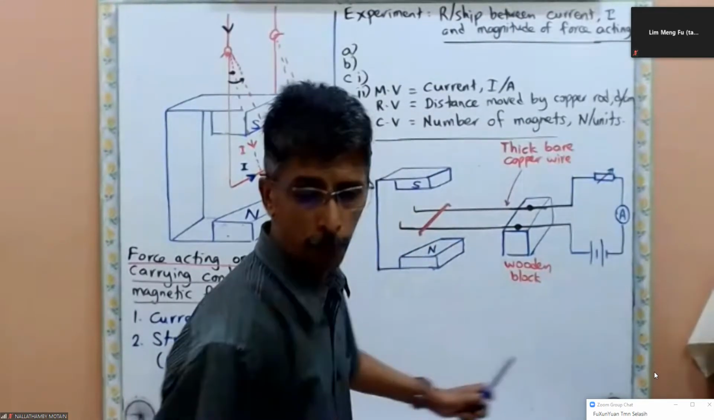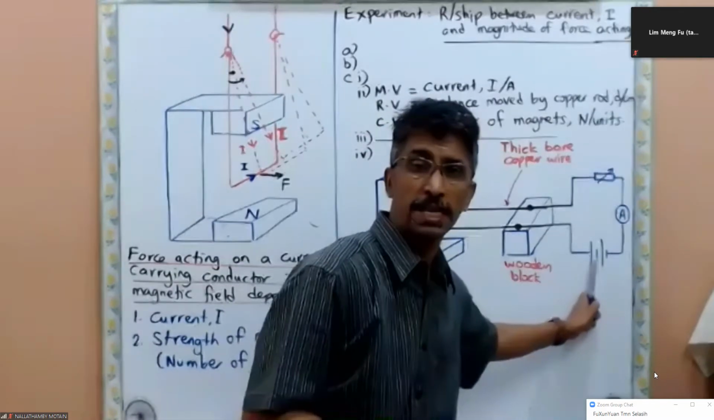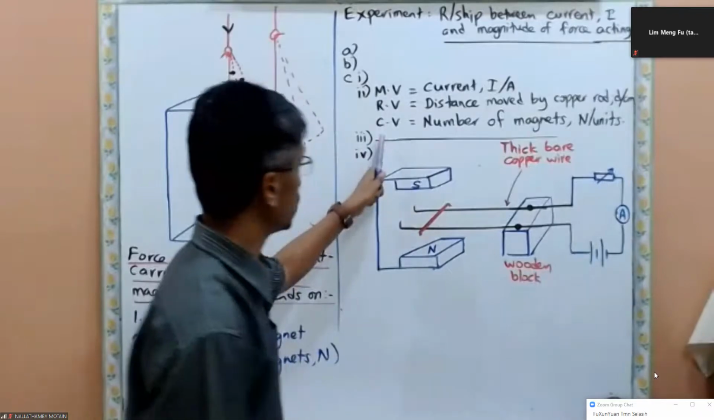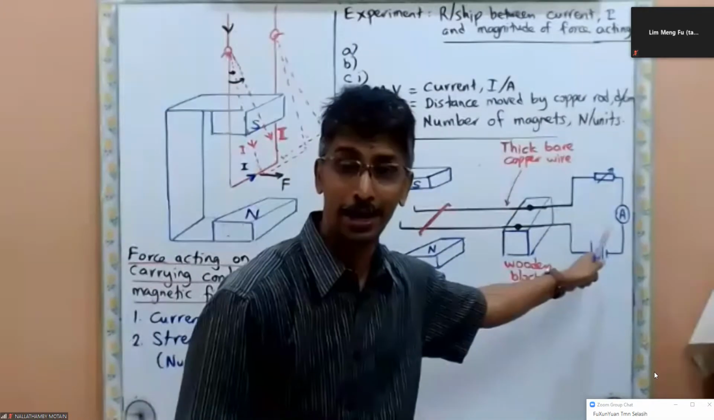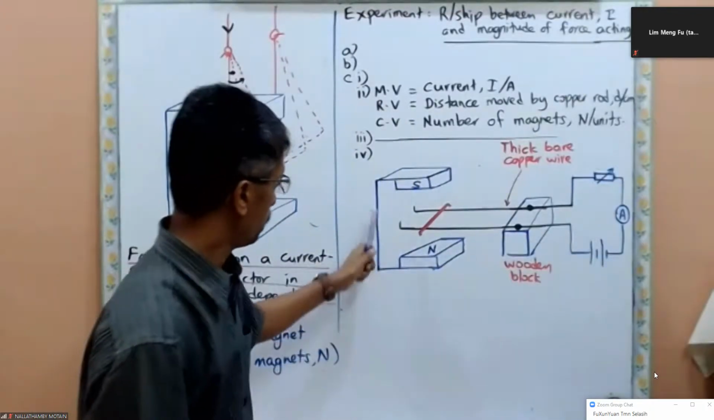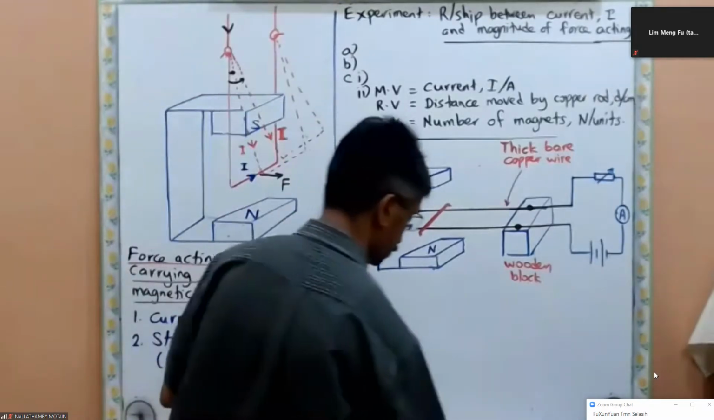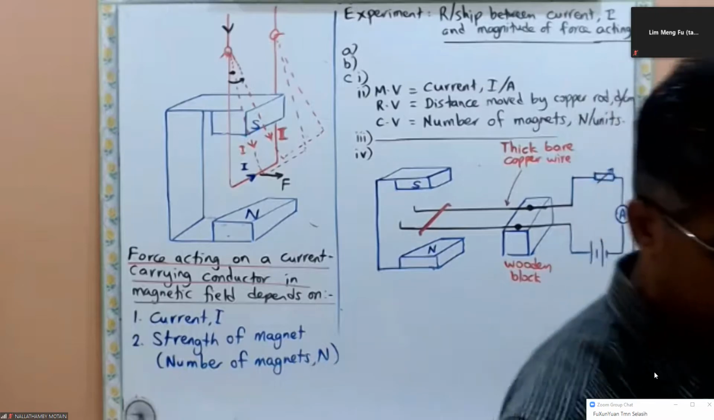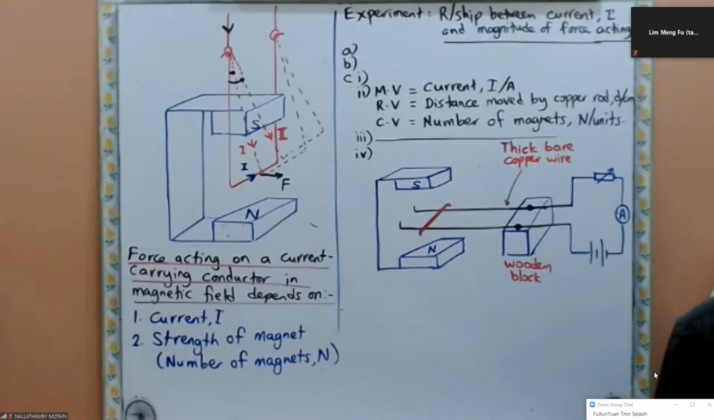The rest I think no problem. Battery, or you can write DC power supply, ammeter, rheostat. But in the list of materials and apparatus, don't forget to write connecting wires, magnet. The names I think are no problem for you.